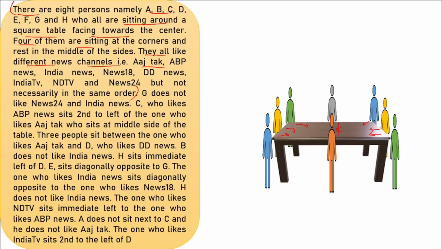Now we will proceed towards our question. G does not like News 24. Okay, do I know anything about G? So I'm not going to start my question with G. Okay, so India News. Okay, C likes ABP News and sits second to the left of the one who likes Aaj Tak, and Aaj Tak sits in the middle of the side.